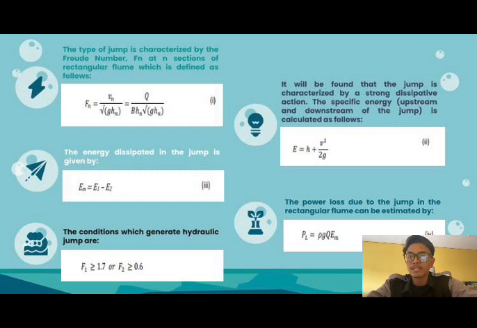The specific energy upstream and downstream of the jump is calculated as follows: E = h + V²/2g. The energy dissipated in the jump is given by Em = E1 - E2. The power loss due to the jump in the rectangular flume can be estimated by PL = ρgQEm. The conditions which generate hydraulic jump are F1 ≥ 1.7 or F2 ≥ 0.6, where F1 and F2 represent the Froude number of the upstream and downstream flow respectively.